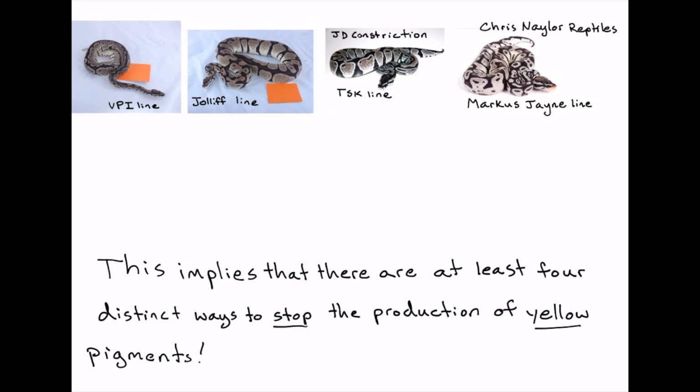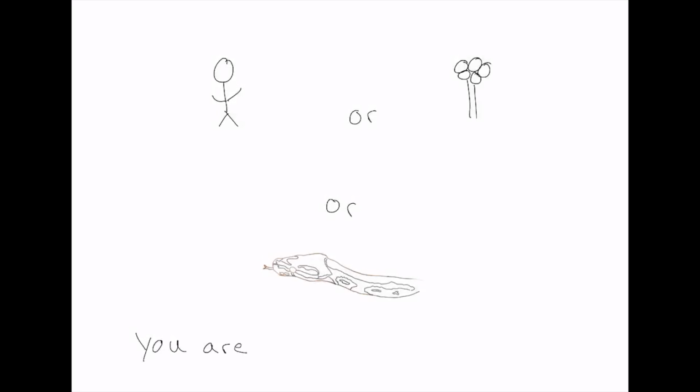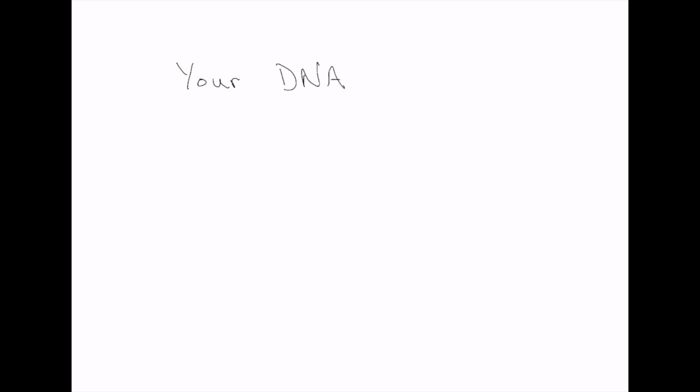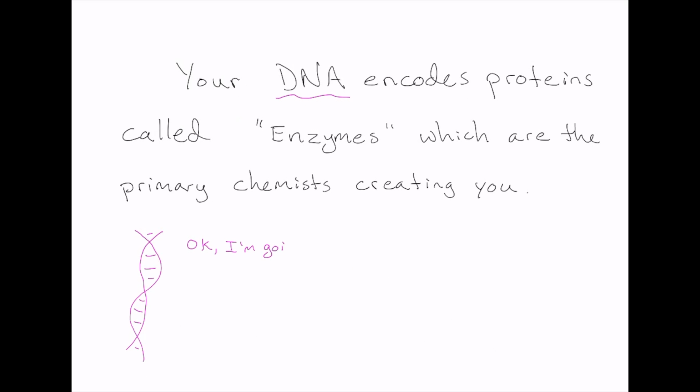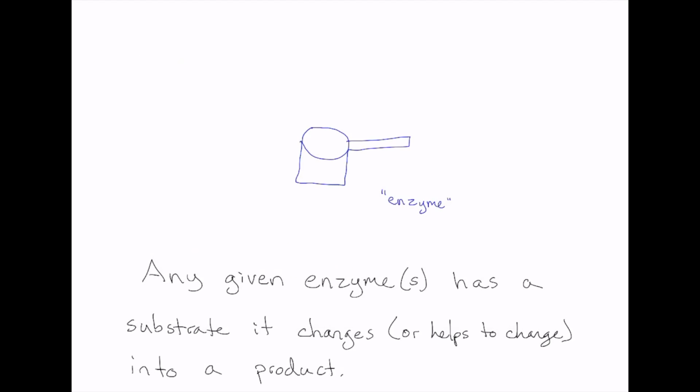Let's take a look at the molecular mechanisms behind this, but first, let's set some ground rules. Whether you're a person, or a plant, or a cute cuddly snake, most of you is created by a series of carefully controlled chemical reactions. Here's the kicker. Your DNA encodes proteins called enzymes, and these are your primary chemists. They create you. So let's say your DNA says, okay, I'm going to need 1 aluminum pot, and then it gets made. We'll call this our enzyme.